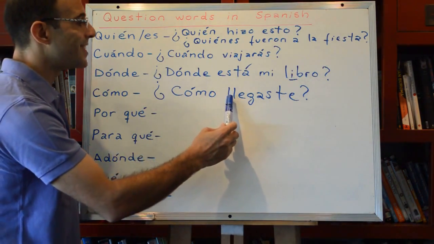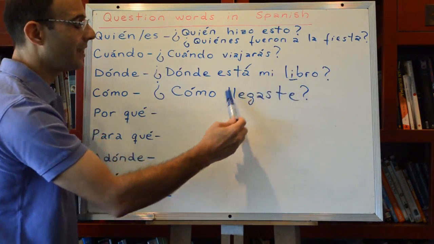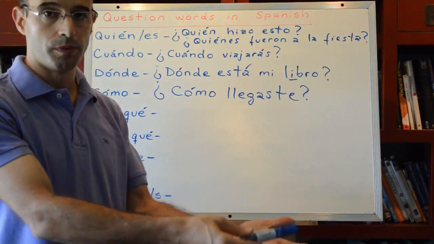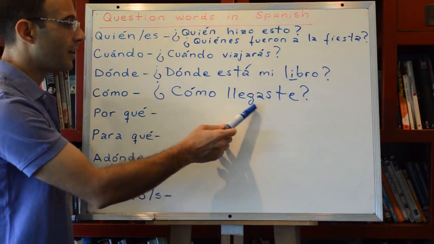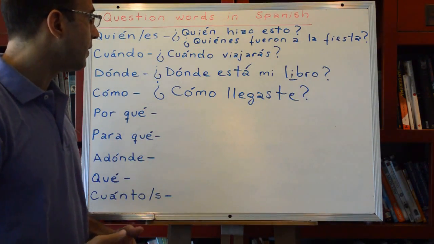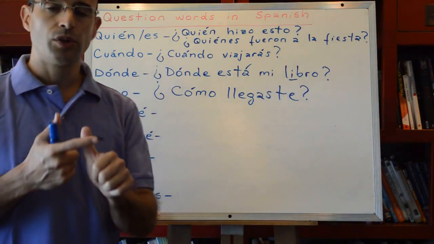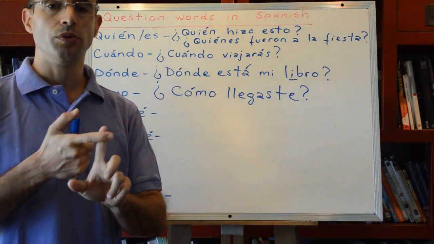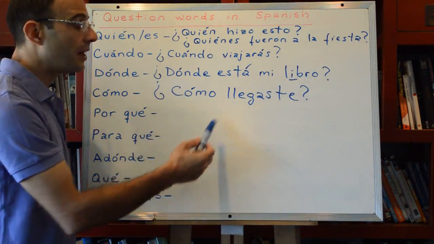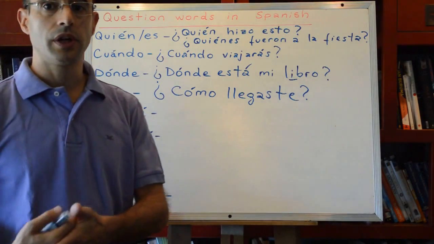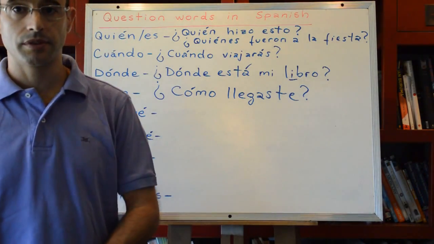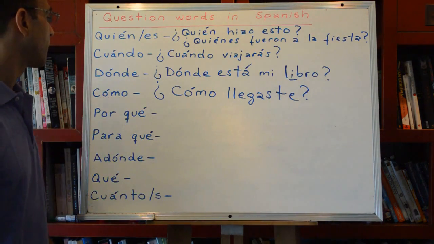The verb llegar, because llegaste is the past tense for the second person, for tú. The verb is llegar. Llegaste is past. And the verb llegar can mean to arrive and to come. So, ¿cómo llegaste? Can mean either how did you come, or how did you get here, or how did you arrive? Okay? Good.